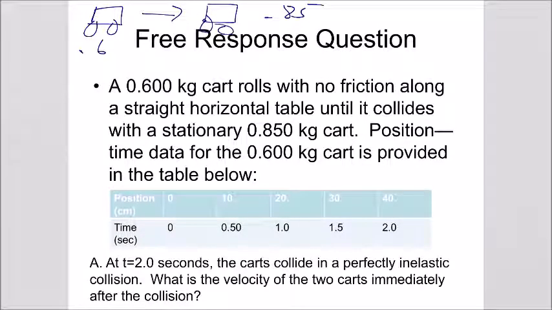So we have position time data for the 0.6 kilogram cart. And this should be in meters, not centimeters. So at t equals 2 seconds, the carts collide in a perfectly inelastic collision. And hopefully you know that means that they stick together. Momentum is conserved in that case, but kinetic energy is not. What is the velocity of the two carts immediately after the collision? So let's go over to the next slide and try to get a solution for this.